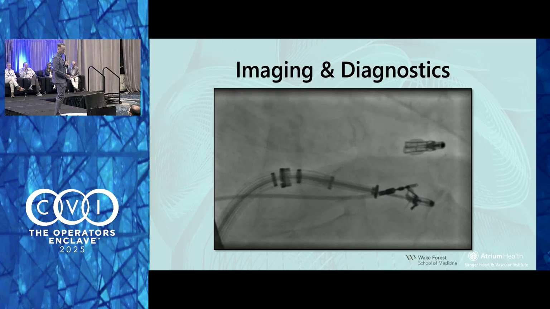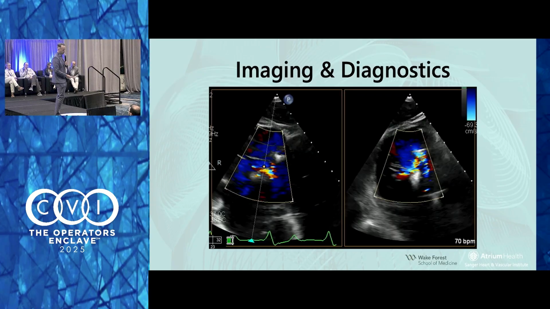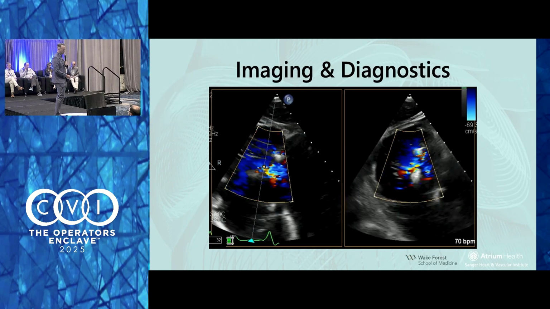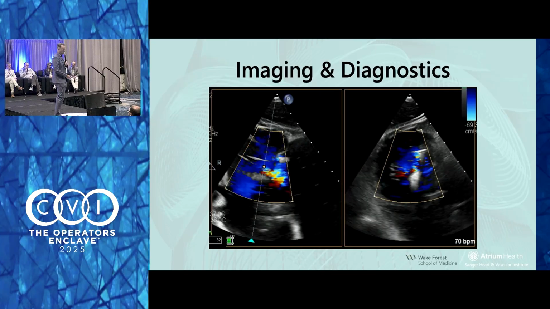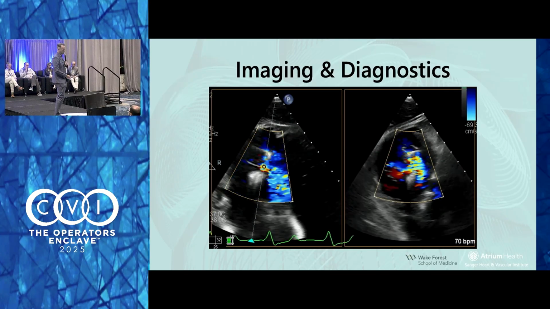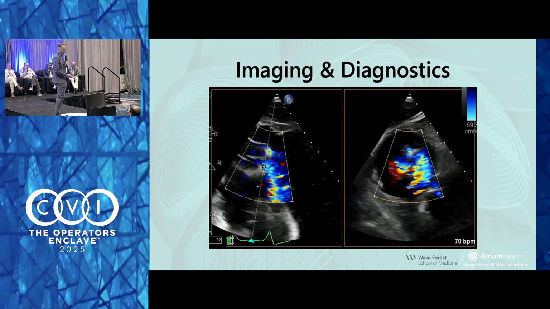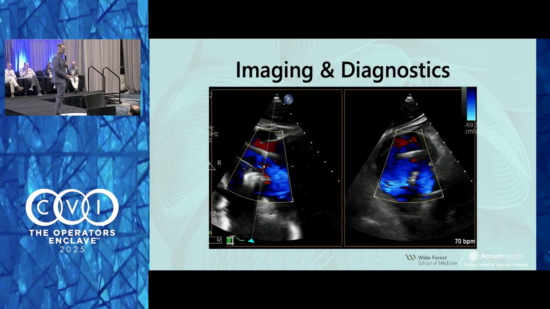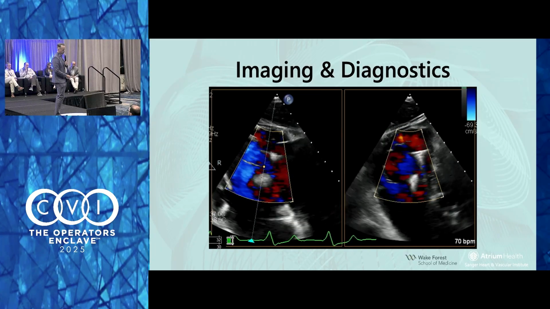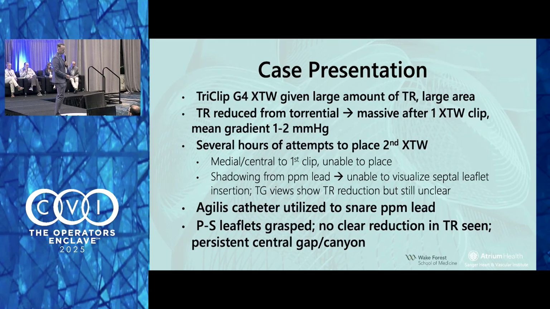And so next steps, we sort of talked earlier about trying to manipulate these leads, and we brought in an Agilis to try to snare it and move it out of the way. That really didn't seem to help too much, unfortunately. And after about 2 or 3 hours, still weren't able to get a second clip on. So trying to go right next to the first clip was unsuccessful. A lot of shadowing from the lead. The Agilis didn't really help a whole lot.